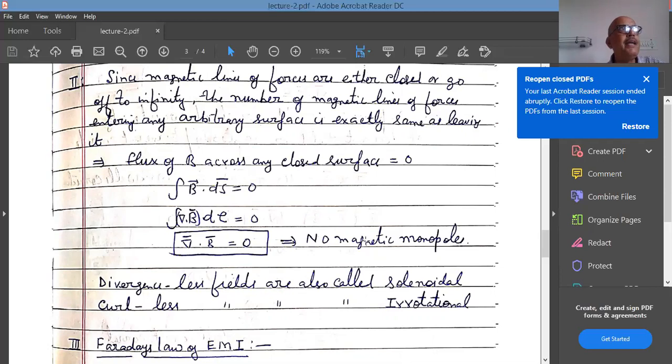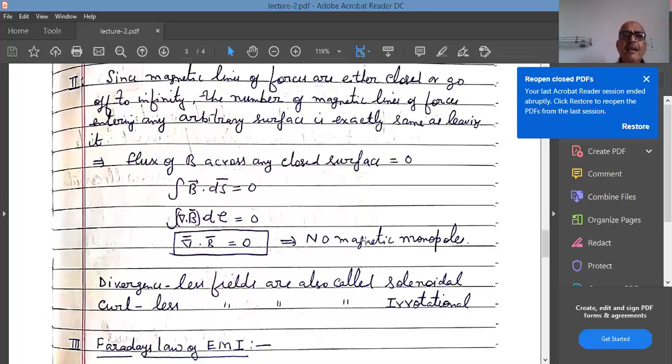But coming on to the magnetic side, we cannot have a monopole. It is not possible to have a positive pole, a north pole, or a south pole individually. You must have read that if you are given a magnet, you keep on breaking it into small pieces. Every small piece has a north and a south pole, therefore it's a magnet. So no magnetic monopole is possible, and that is nothing but divergence of B is equal to 0.